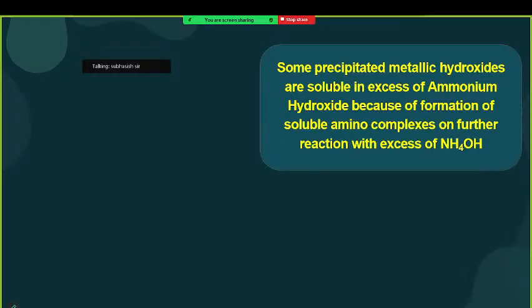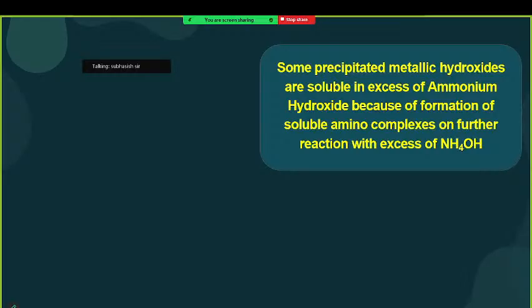Now, some precipitated metallic hydroxides are also soluble in excess ammonium hydroxide, exactly similar to sodium hydroxide. When sodium hydroxide is added in excess, in some cases like aluminium, like zinc, like lead, the precipitate is dissolved. In exactly the similar way, when ammonium hydroxide is added in excess, some of the compounds are soluble. Those precipitates are soluble by the addition of excess amount of ammonium hydroxide.